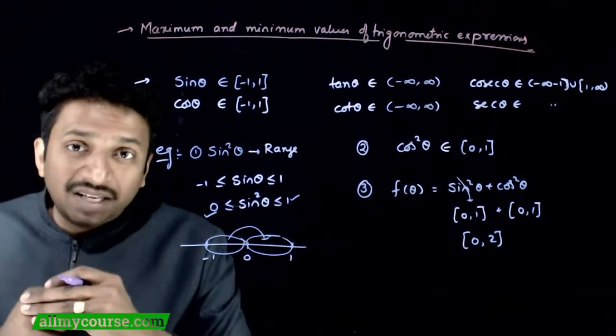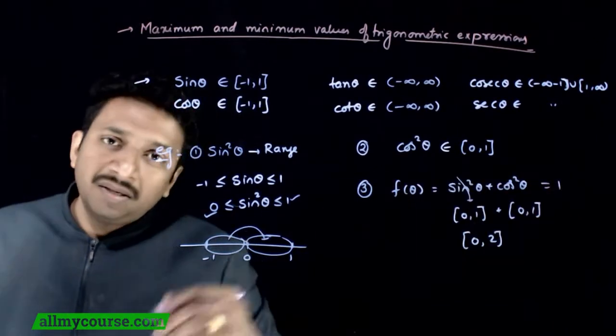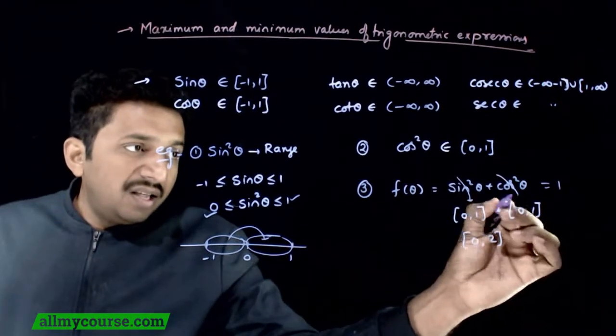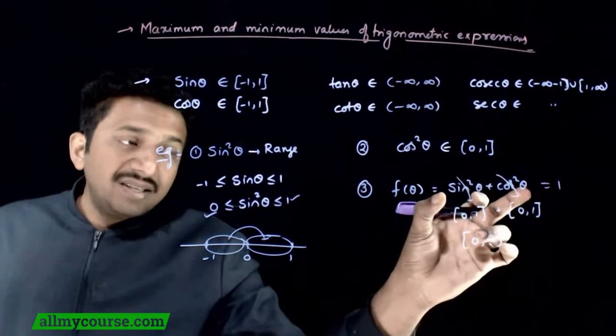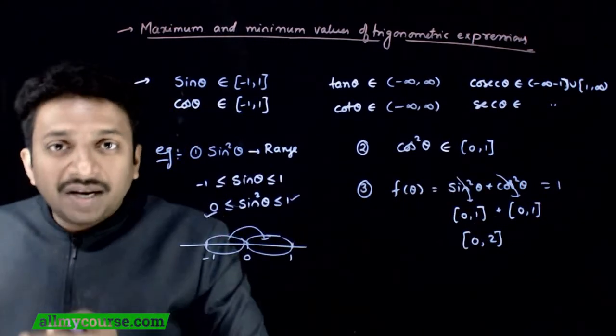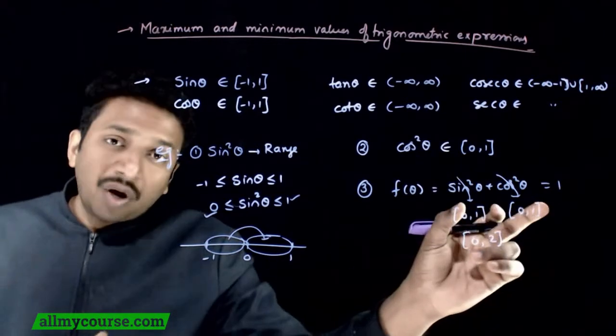But that's not the case, as you know. We know that sine square theta plus cos square theta is always equal to 1. So the range of f of theta is only 1. But if you directly analyze the individual functions and add the ranges of those two, you get a wrong answer, right? So this is what you need to observe.